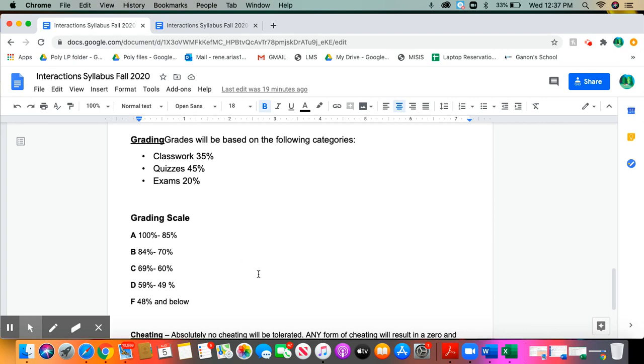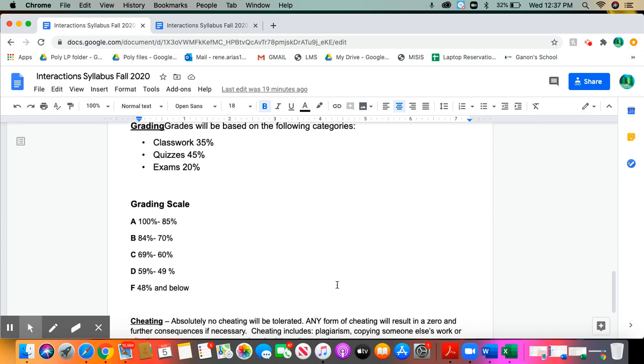So for the grading scale, if you want to get an A, it's 100% to 85. 84 to 70 is a B, 69 to 60 is a C. D is 59 to 49%, and an F is going to be anything that's below 48%. Okay.